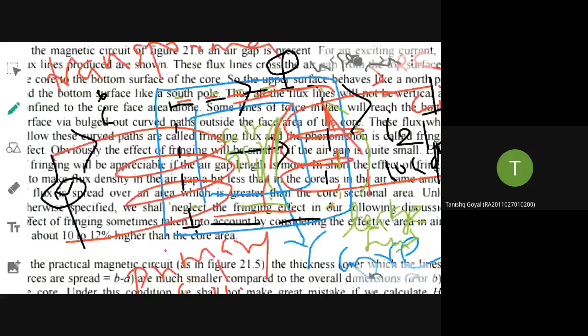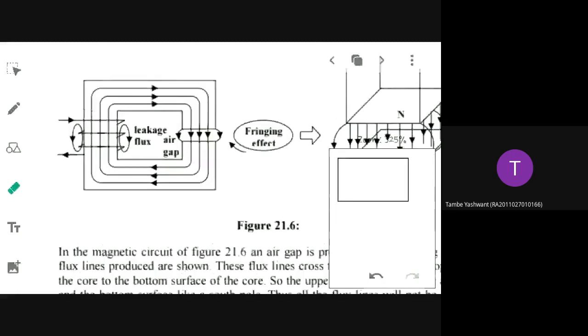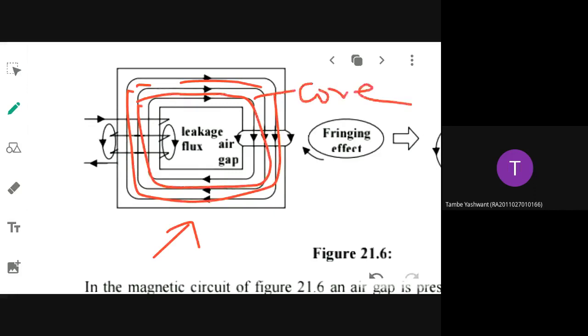So that flux will be called as what flux? Leakage flux. Designated path of core, that will be called as a leakage flux. So you can refer to this diagram. So these flux lines, they are passing through core. So those are useful flux. But if you see to this one, so they are termed as what flux? What is the name of the flux?